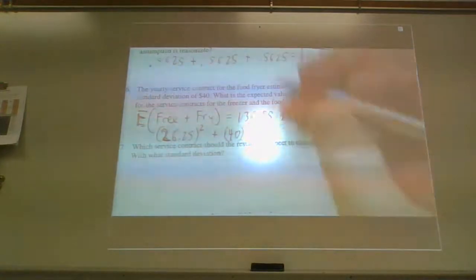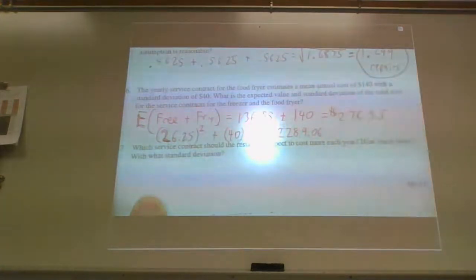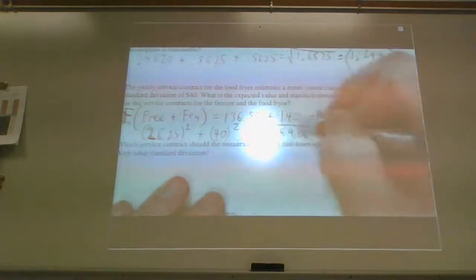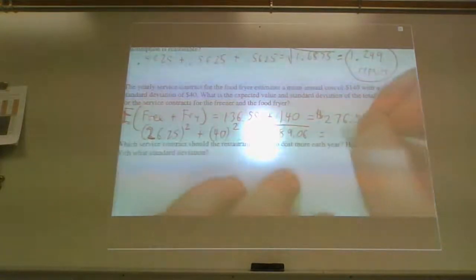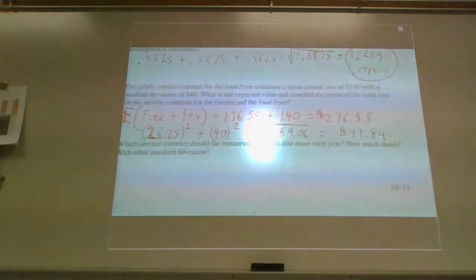That gives me some large number, 2289.06, but that's variance. I have to convert it back. To convert it back, I get approximately $47.84. That would be the expected combined standard deviation of the freezer and the fryer together in their service projects or contracts.